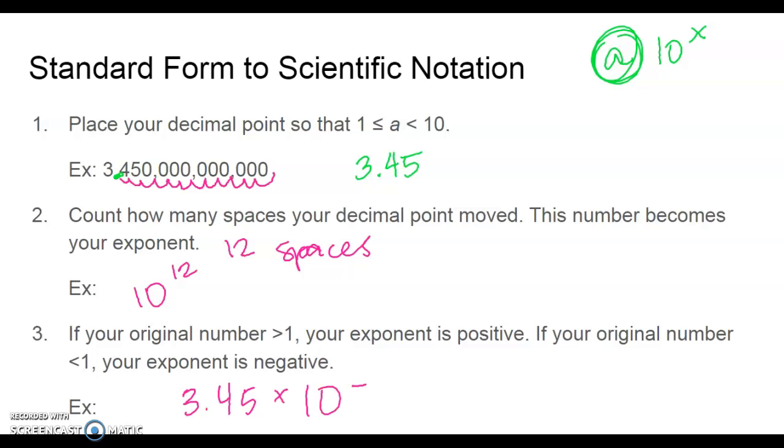The second way that I could think about it is if my coefficient is 3.45 and I'm multiplying by some power of 10, 3.45 is smaller than 3,450,000,000,000, so I need to multiply it by a positive power of 10 in order to make that number bigger. So in this case, my final answer would be 3.45 times 10 to the 12th power. If my original number was less than 1 or my coefficient is larger than my original number, then my exponent would be negative.